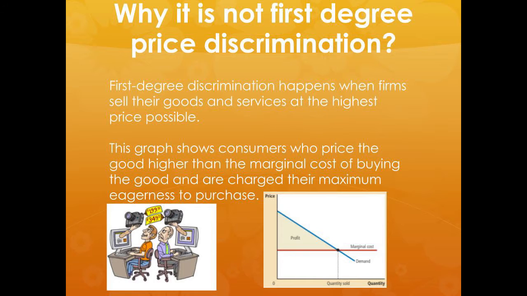This can be seen in the graph, which shows consumers who value the good higher than the marginal cost of producing the good and are charged their maximum eagerness to purchase it. At the end of this, there is no deadweight loss, and the entire surplus derived from the market goes to the monopoly producer in the form of profit.